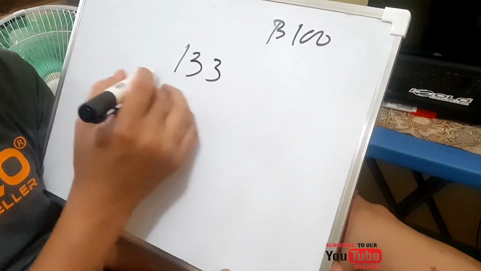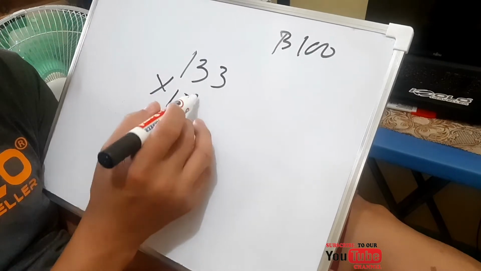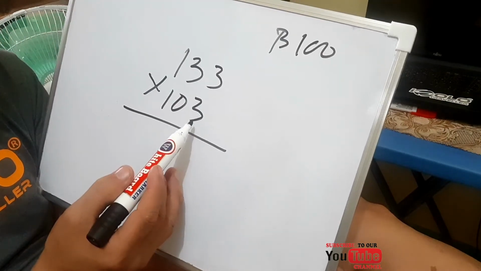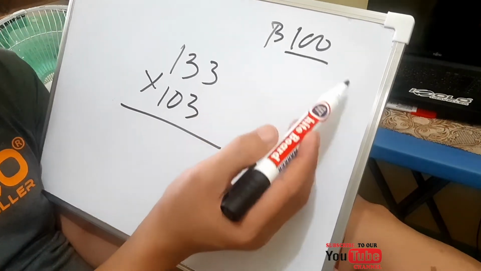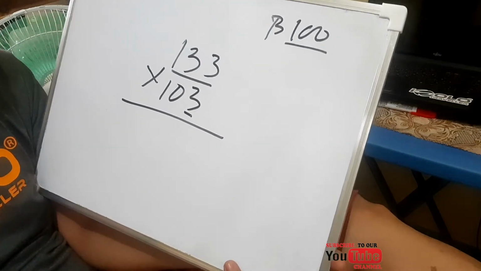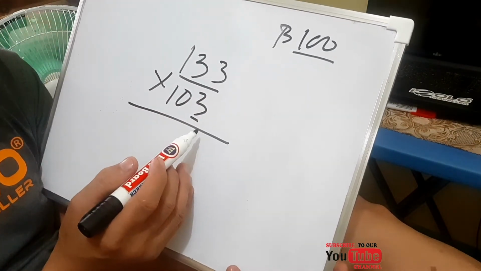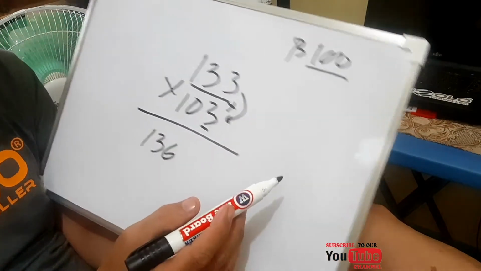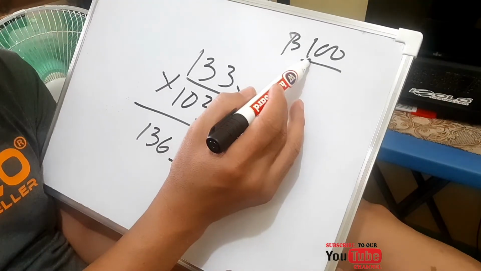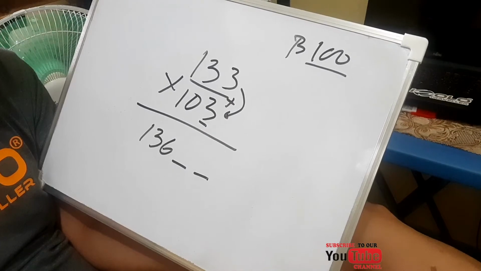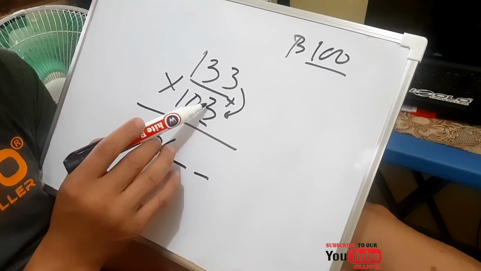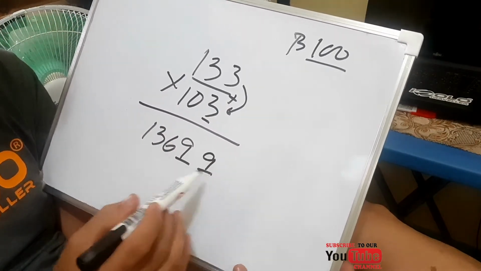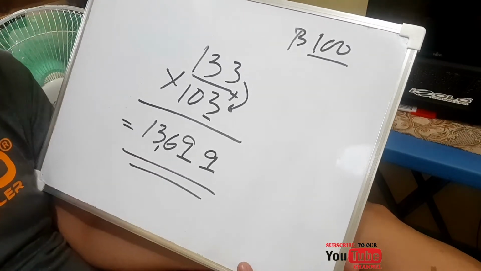Another example, 133 times 103. Do you notice any difference in our numbers? See, this is the bigger one now and this is the smaller one. But no worry, because we're still in base 100. Add this number here to the entire 133. 133 plus 3 is 136. Put 2 spaces here because we have 2 zeros only in our base 100. Multiply 3 times 33. 3 times 3, 9. 3 times 3, 9. This is your final answer.